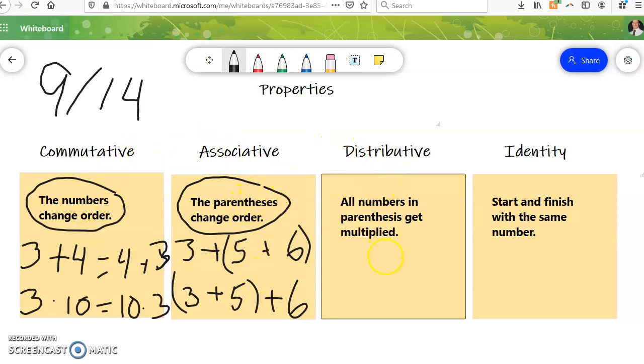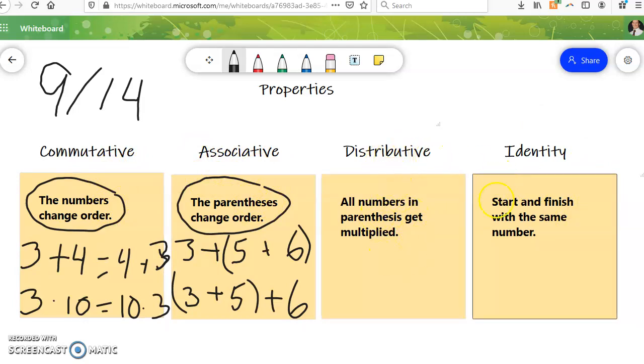Good. Probably the hardest one to recognize is this third one, the distributive property. So again, I would check for commutative or associative first, and then go on to identity, and then finish up with, if it's none of those, go to distributive property. Okay. So identity property, I'll skip to next.